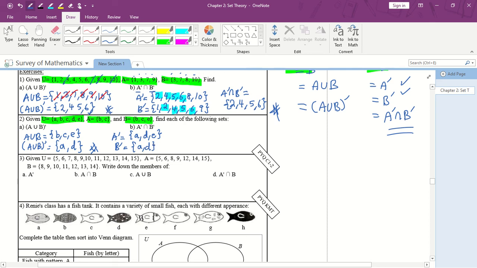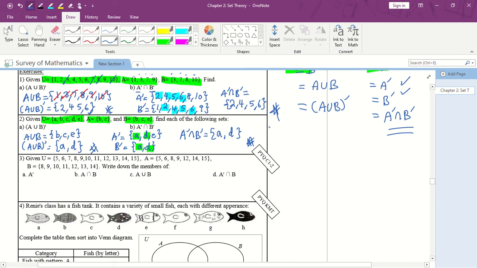And now find the intersection of A prime and B prime. Intersection means that you need to find the common things. So you can see A, D, and D. So now you know A prime intersect B prime is equal to A and D. Okay, that's all. You're done for this one.